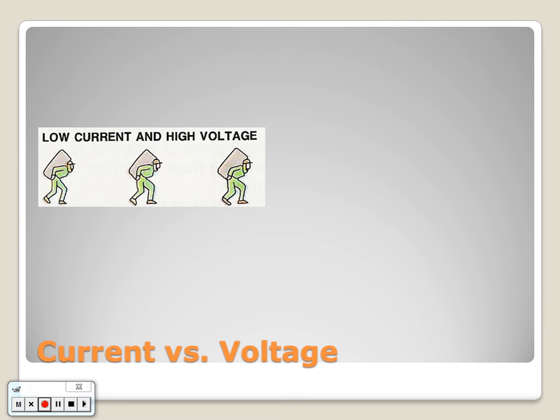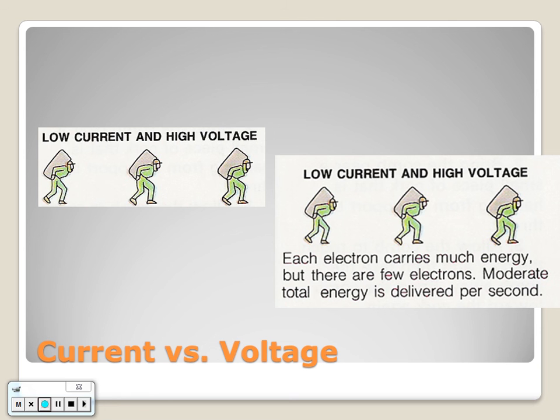Low current, high voltage. What does this mean? We have something that's low current but high voltage. Not many charges, but each charge packs quite a punch. So in this case, each electron carries a lot of energy. That's the high voltage description. Remember, voltage tells us energy. But with low current, there just aren't very many charge carriers.